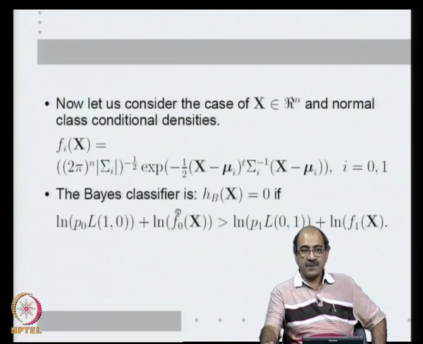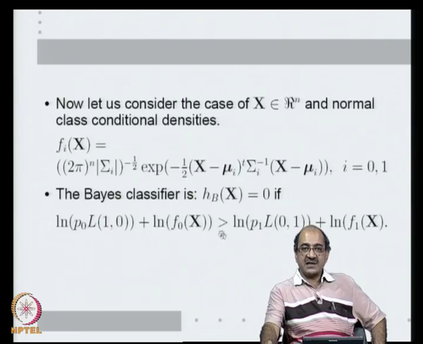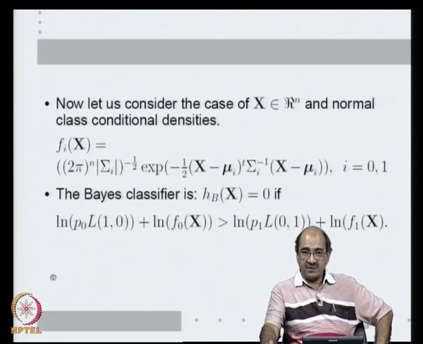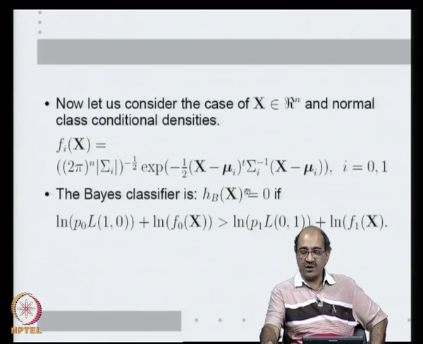Okay. Once again, this is my Bayes classifier, it puts x in 0 if this expression is satisfied. Once again, taking ln will help me because the exponential will go away.